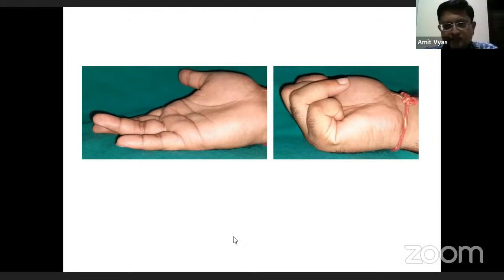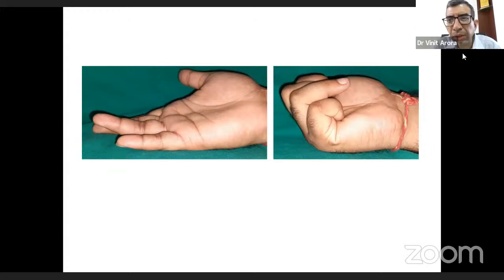Dr. Vinit, can you elaborate on the condition, what is happening, what are the examination findings? I think the flexor digitorum superficialis or sublimis is intact because he can flex the PIP joint very well, but the DIP joint is not flexing. So there should be an injury to the FDP tendon at the level of zone 2 at the PIP joint.